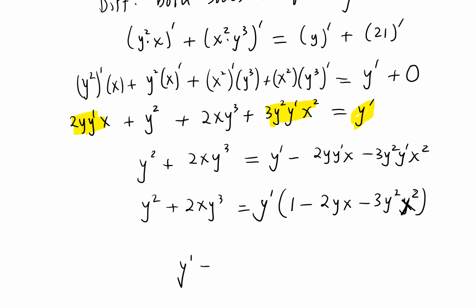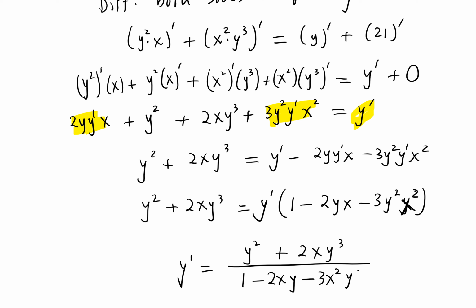Then y prime is y squared plus 2xy cubed over 1 minus 2xy, minus 3x squared y squared.